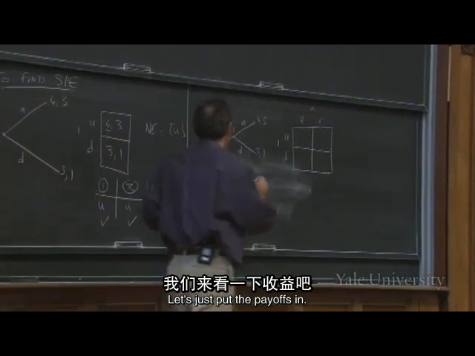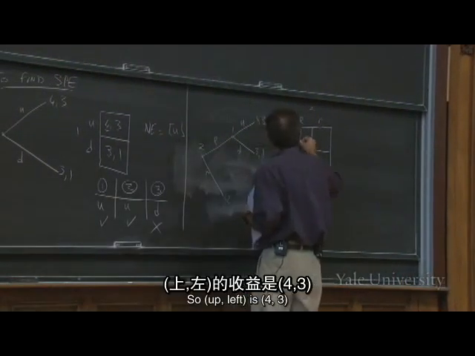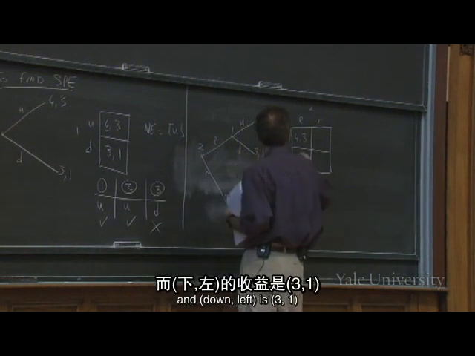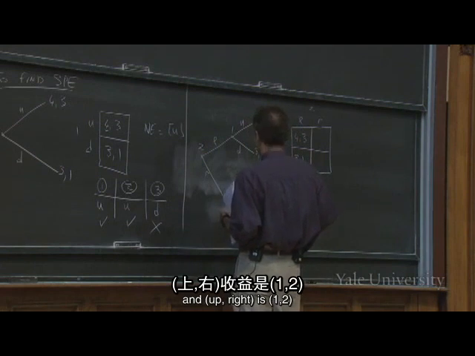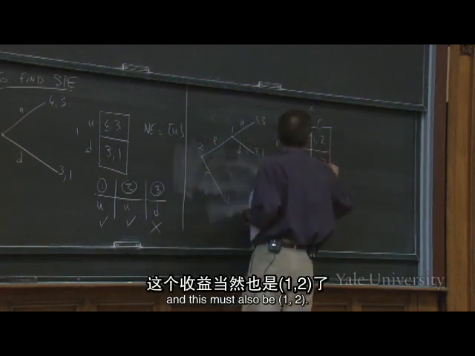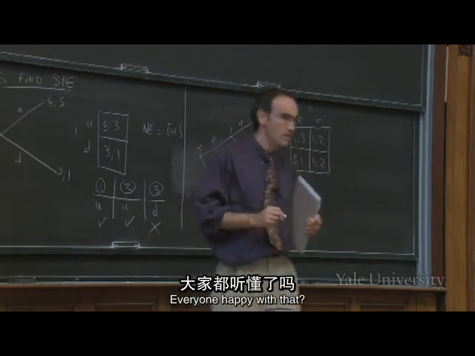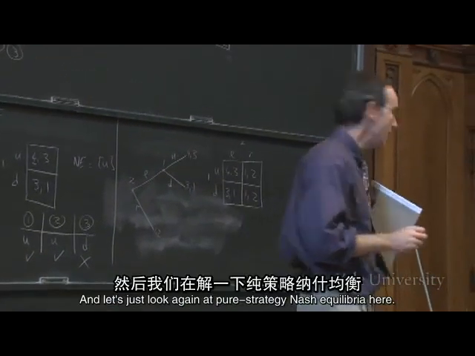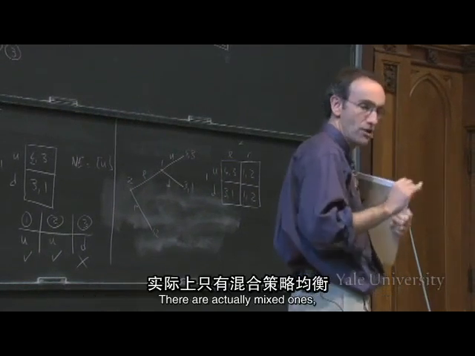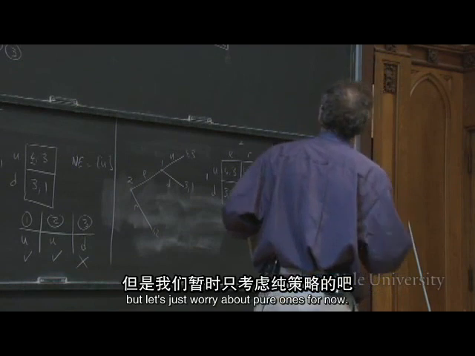All right, and let's put the payoffs in. So up left is 4, 3, and down left is 3, 1, and up right is 1, 2, and this must also be 1, 2. All right, everyone happy with that? Just putting the payoffs in. And let's just look again just at pure strategy Nash equilibria here. Okay, there are actually mixed ones, but let's just worry about pure ones for now.